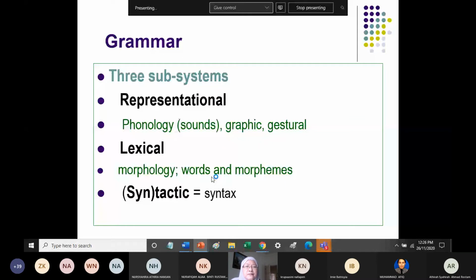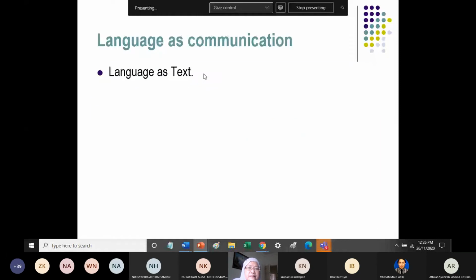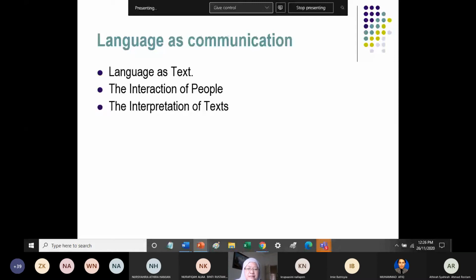So how can we communicate using language? We can communicate through written language, which is called text. The interaction of people. When we read books, we are interacting with one another, we are interacting with the authors. The author is interacting with the reader. Interpretation of text is also a form of communication. That means after we've read something, we think about it, we analyze. For some people, they actually write a commentary on what they have read or talk about it.